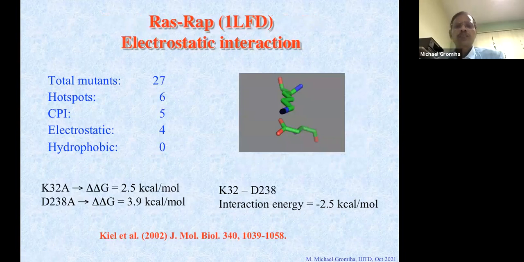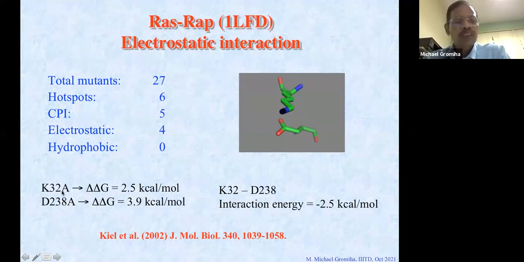I have one more example. Here, this is for the electrostatic interaction. Interestingly, if you see here, this lysine 32 and aspartic acid 238 can form electrostatic interactions. In this study, they mutated both residues. Lysine 32 they mutated to alanine, so this also changed the binding affinity. And the aspartic acid D238 to alanine. Here also, they changed the binding affinity of the glycolipid.